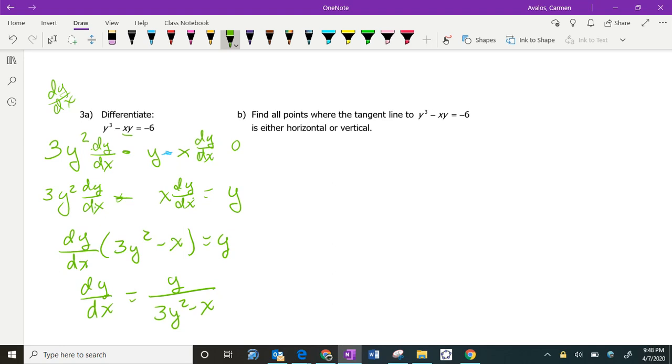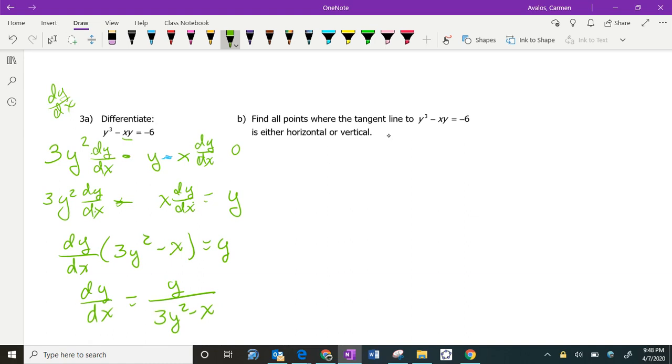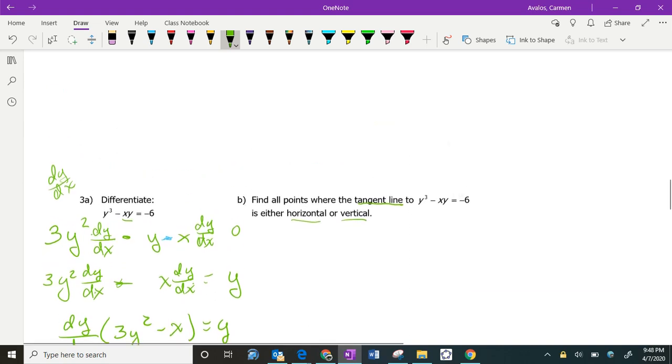So part B says find all points where the tangent line to the equation we just differentiated is either horizontal or vertical. Now, anytime you see tangent line, that is going to be the tangent lines to that equation. So we want to know where they're going to be horizontal or vertical. One of the things that you need to know is that when we're talking about tangent lines, we're talking about slope. So anytime the tangent line is going to be horizontal, that means that the slope is going to equal 0.